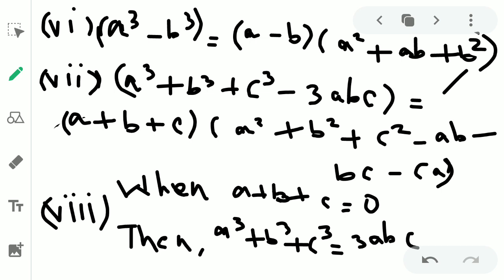Next, seventh formula, a cube plus b cube plus c cube minus 3abc equals a plus b plus c into a square plus b square plus c square minus ab minus bc minus ca. When a plus b plus c equals 0, a cube plus b cube plus c cube equals 3abc.